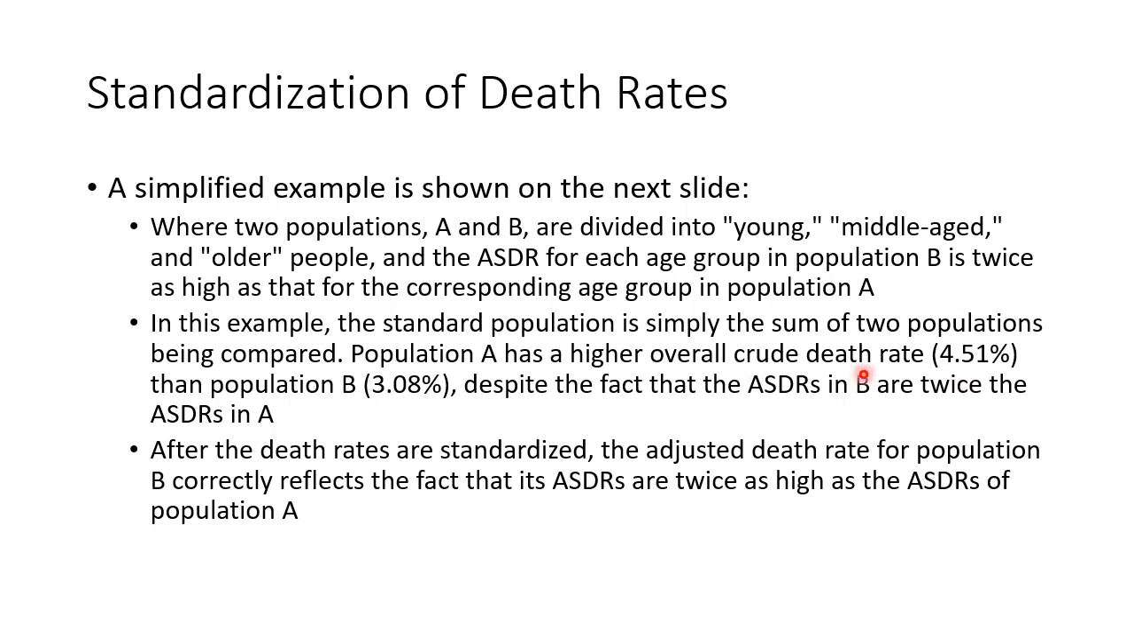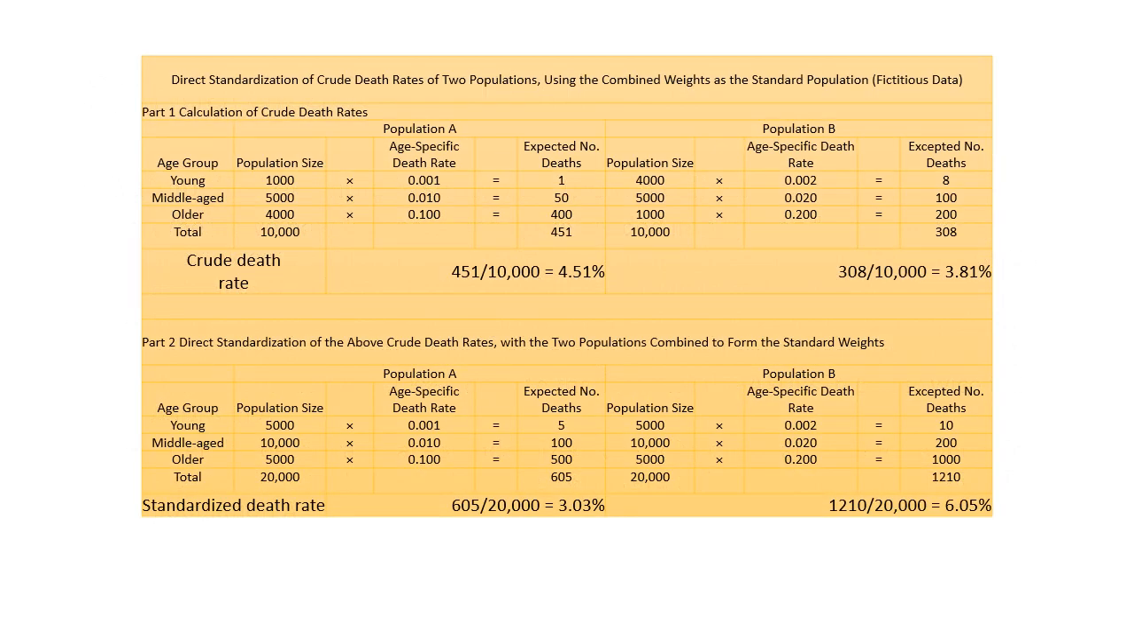So we can look at the actual numbers here, and it's going to look like population A has an overall higher crude death rate than B. We're actually going to see that when you standardize it, you're going to find this is not actually the case. So let me show you what that looks like. Again, this looks scary. Looks like a lot of numbers. Let me work you through it a little bit.